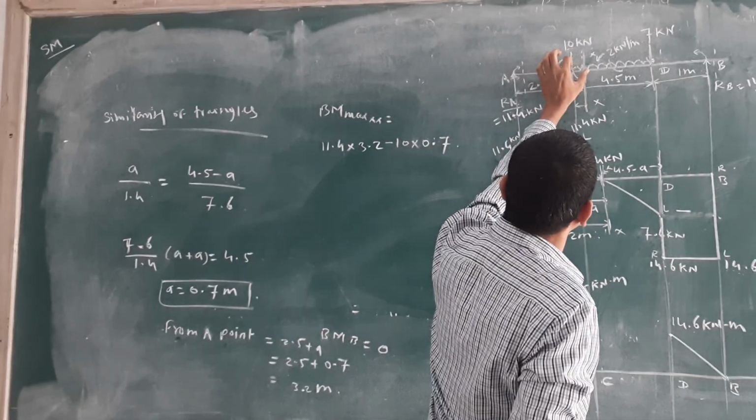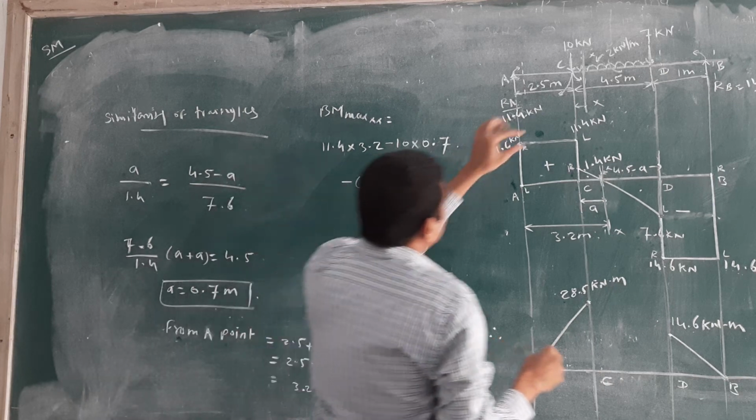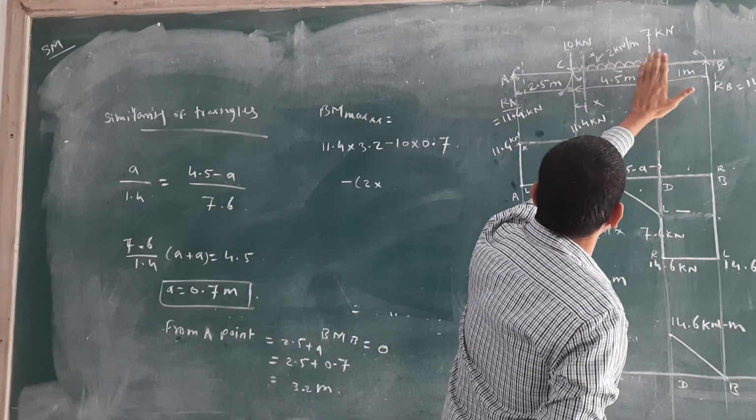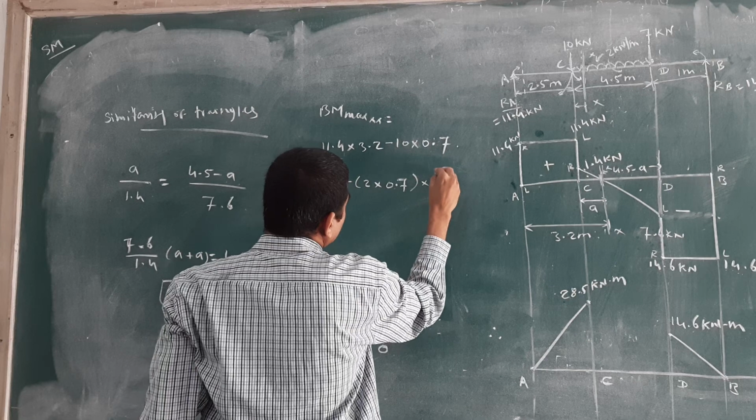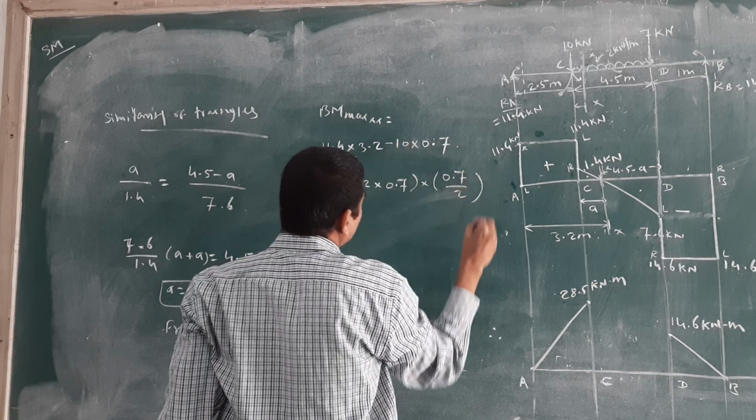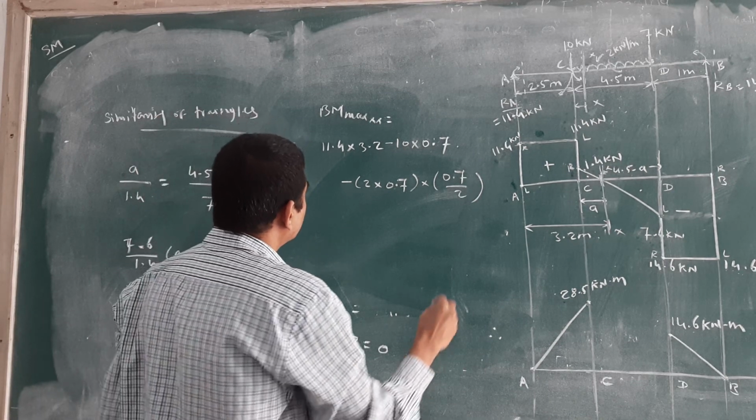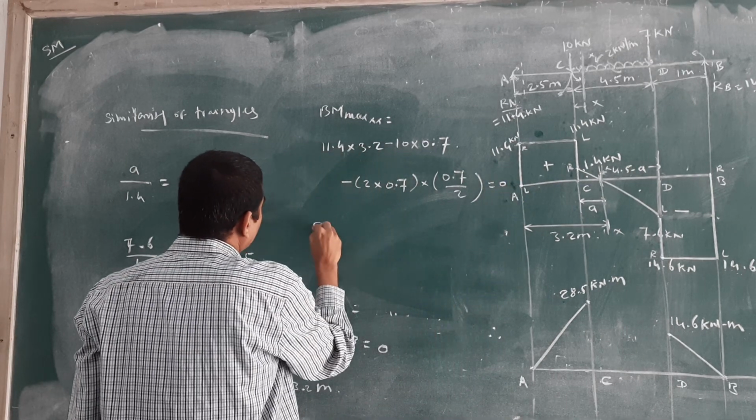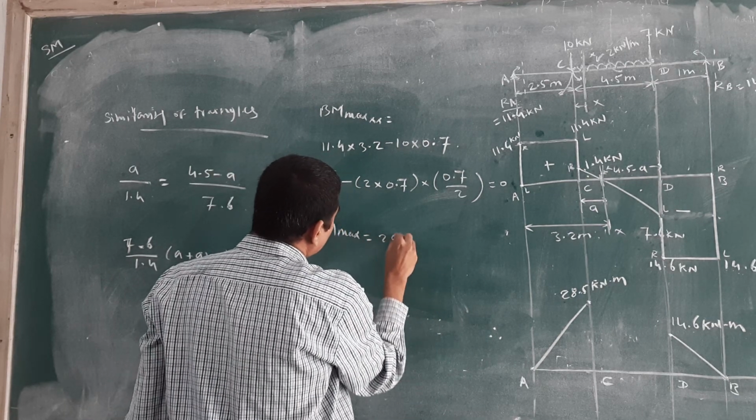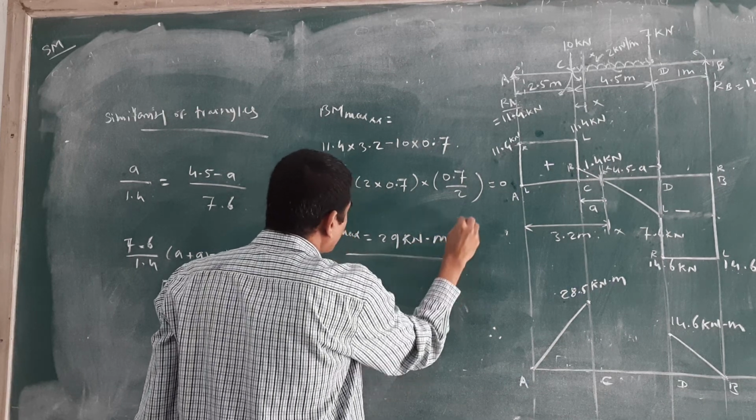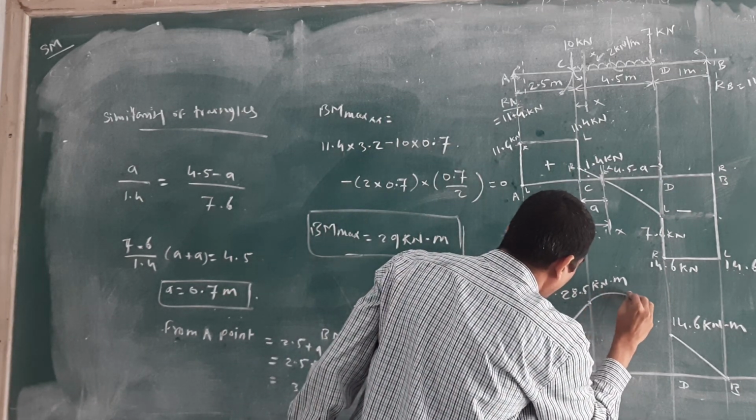Again there is a UDL. What is the value of that UDL? Minus 2 into, we consider this distance only. Don't consider that distance on this side. Only this 0.7 is there. Then how to add that? 0.7 divided by 2. If you calculate all these values, then you will get the maximum bending moment at that section equal to 29 kilonewton meter. Then you can draw the parabolic curve in this way.